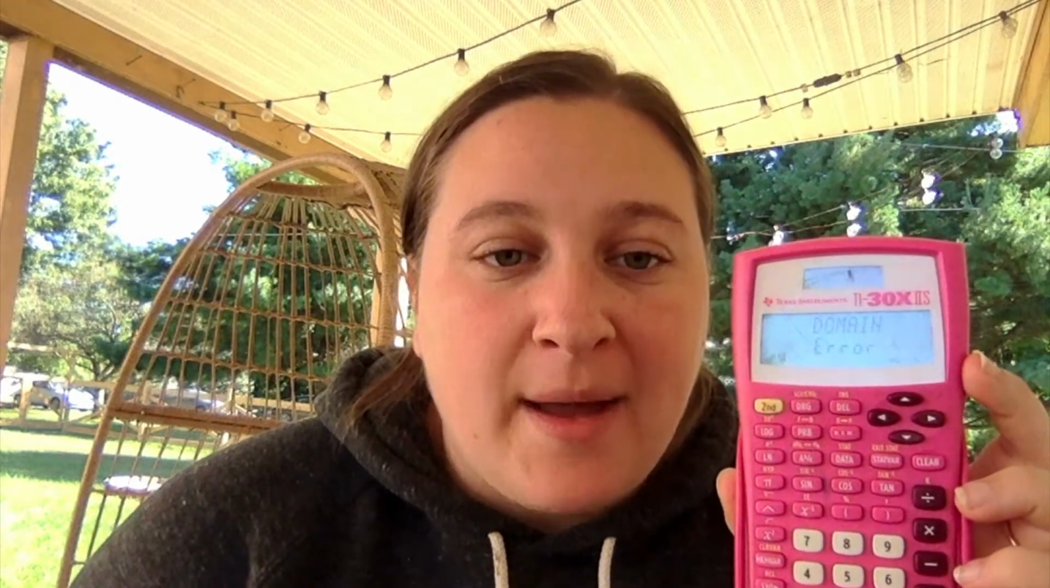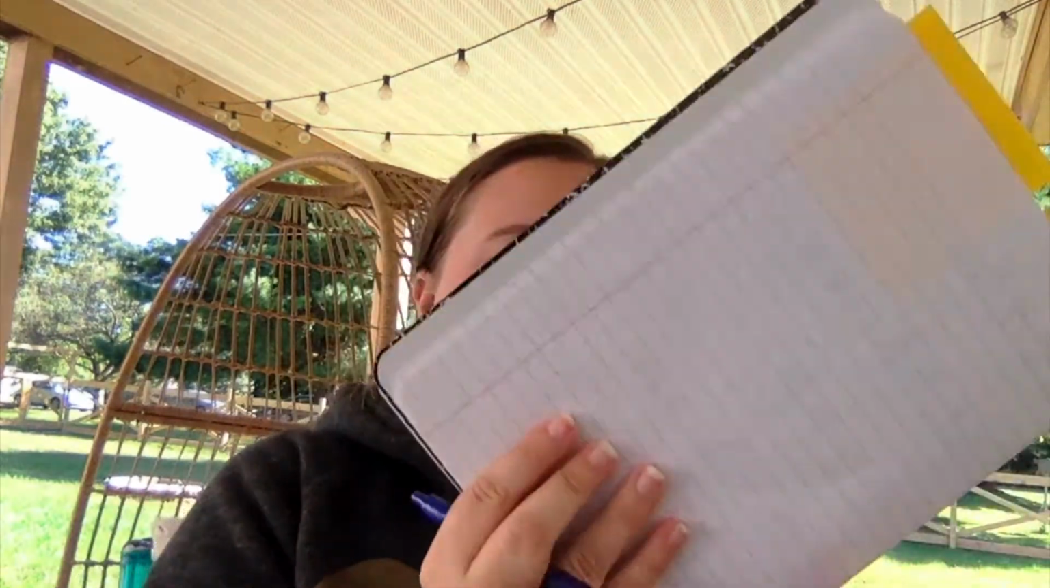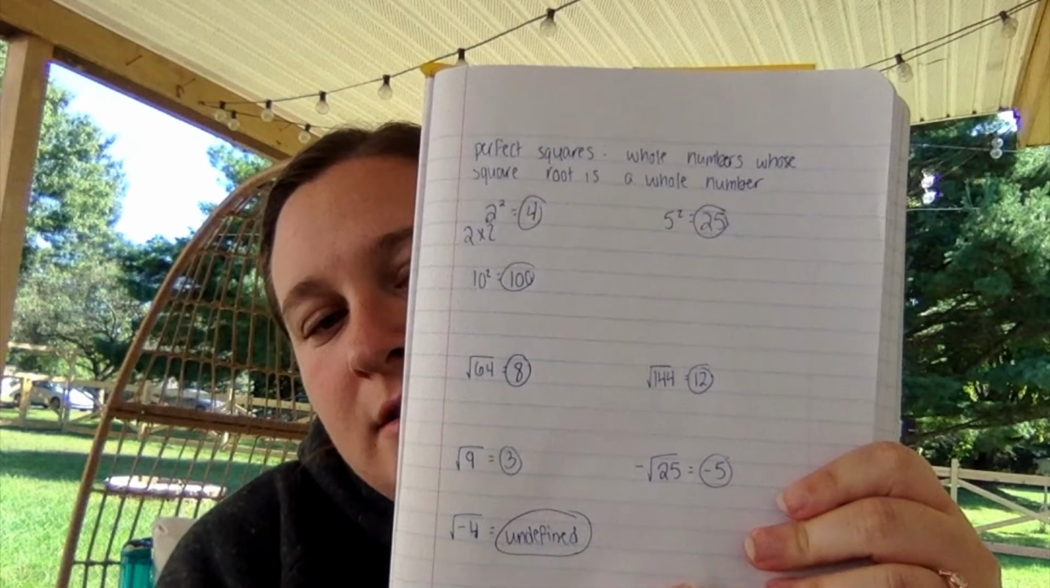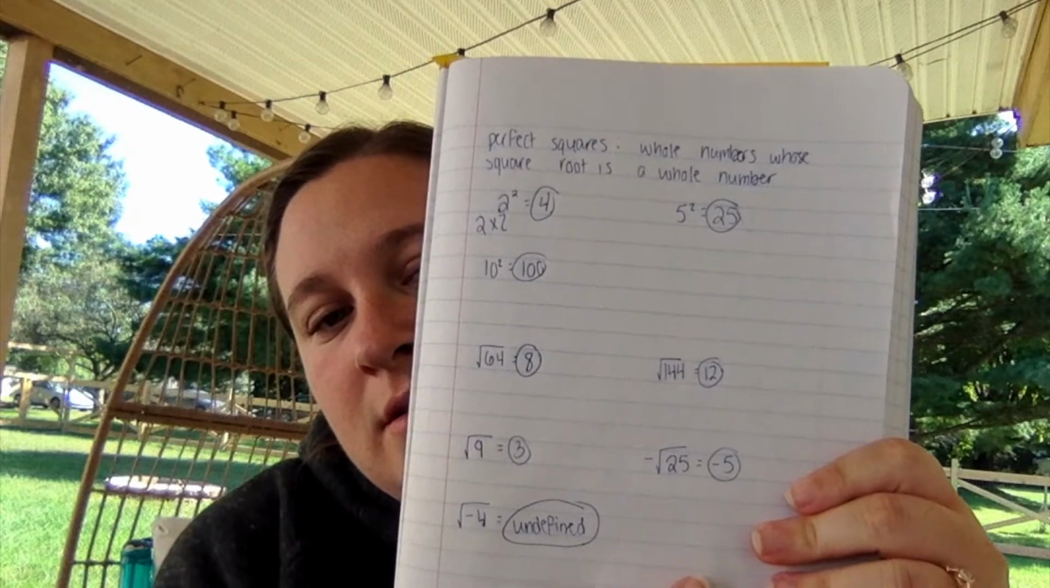So the placement matters. Your calculator will always tell you if you're allowed to do it or not. If you're not allowed to do it, it'll say domain error. If you are, then it will give you an answer, and it will be negative. So for this one, you can put undefined as your answer. And so here's all our notes for perfect squares. So then next we're going to go to perfect cubes.